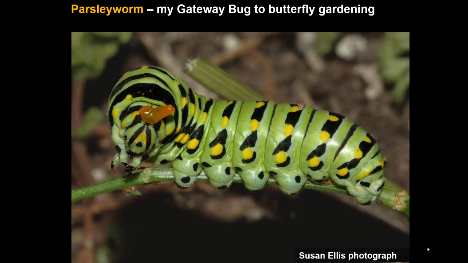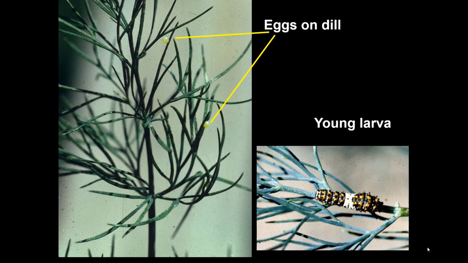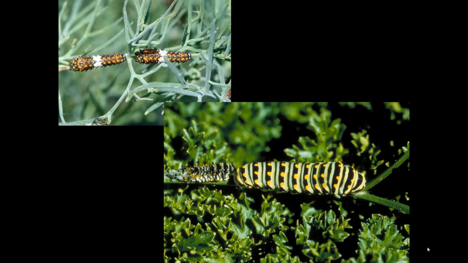So this is an insect, the parsley worm, that you'll find on parsley, dill, fennel, and it's a very colorful, fairly large insect. It lays its eggs on these plants, and you can see a couple eggs there on dill. The young larva kind of looks like a little bit of bird poop. It's black and white. When it gets bigger and can't get away with looking like bird poop, then it becomes very brightly colored, and it might be an inch or so long.